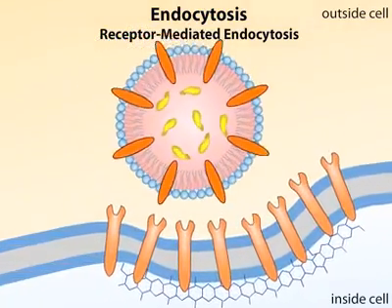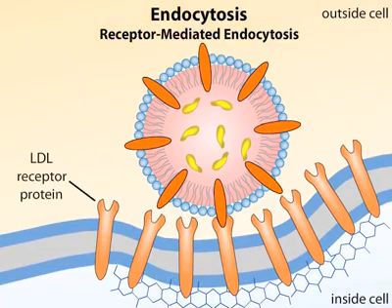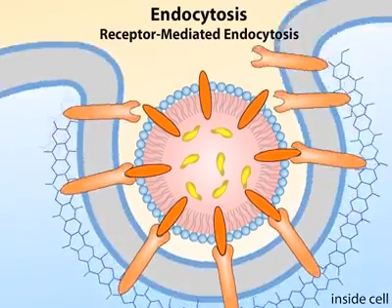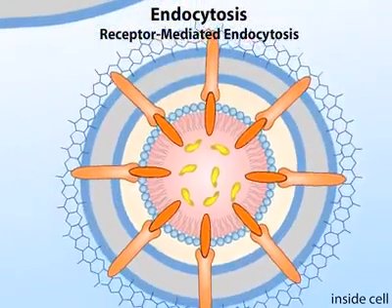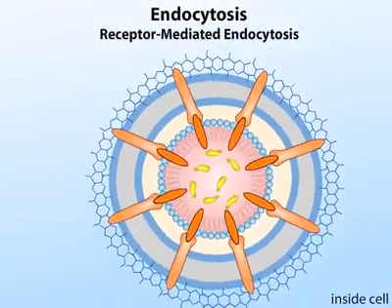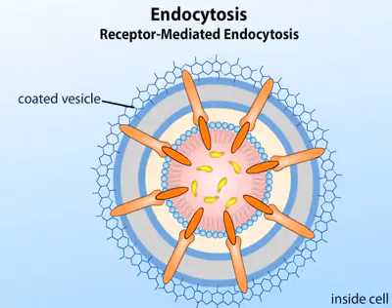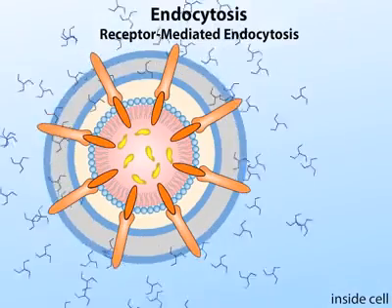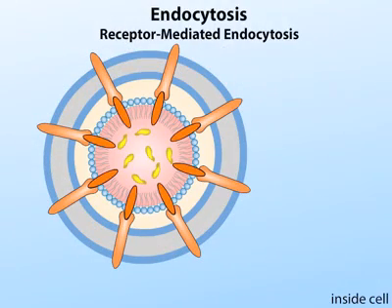The pit is reinforced by a lattice-like network of proteins called clathrin. Additional clathrin molecules then add to the lattice, which eventually pinches off a part of the membrane with the attached LDL particle inside. Inside the cell, the vesicle soon becomes uncoated as the clathrin molecules dissociate from the vesicle and from each other.